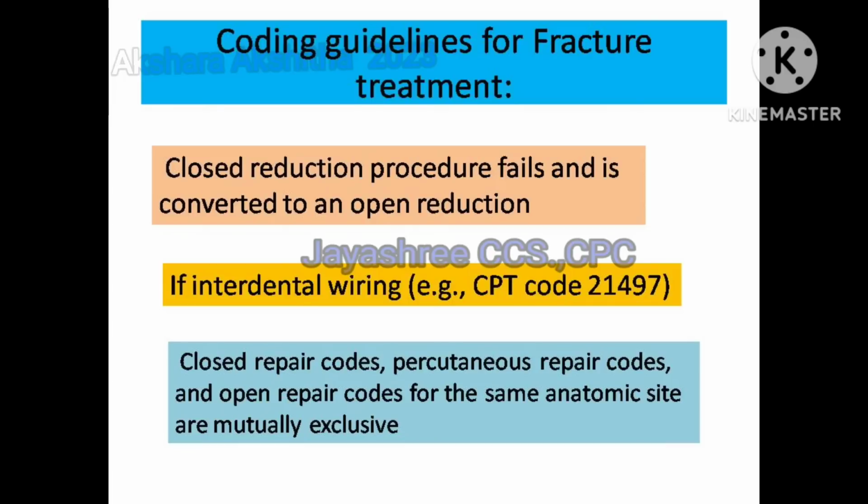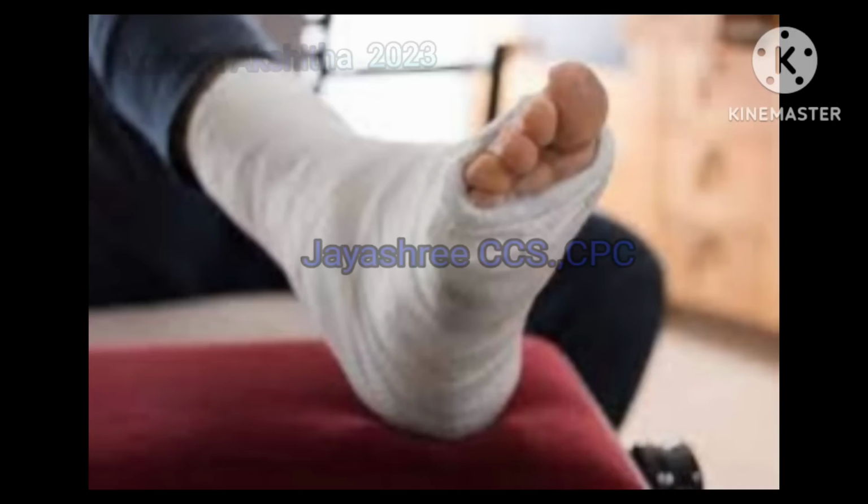Next point is, if the doctor is performing joint or skeletal manipulation under anesthesia to assess the range of motion or to reduce a fracture or for any other procedure, during that procedure, if the doctor performs manipulation under anesthesia, we cannot code it separately. All manipulation CPT codes during the main procedure cannot be coded separately. It is included in the main procedure.